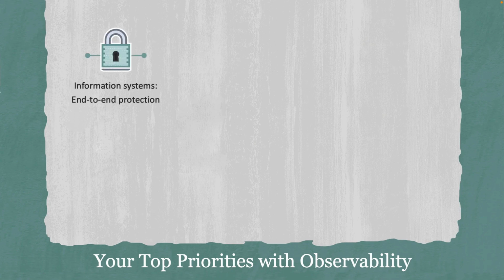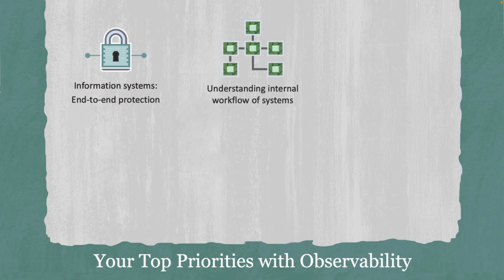Number 1, information systems end-to-end protection, which means maintaining the end-to-end security of all information systems, whether it could be the physical data center, networks, or applications. Number 2, understanding the internal workflow of systems. DevOps would require a complete understanding of the internal workings of their systems, and that would help them to choose the right metrics to monitor proactively.